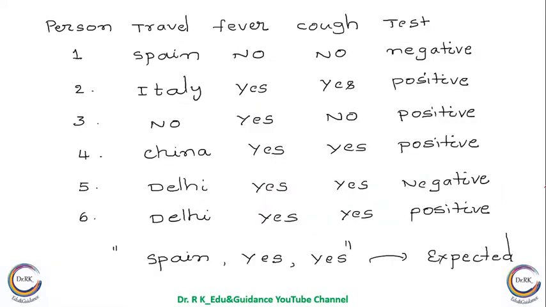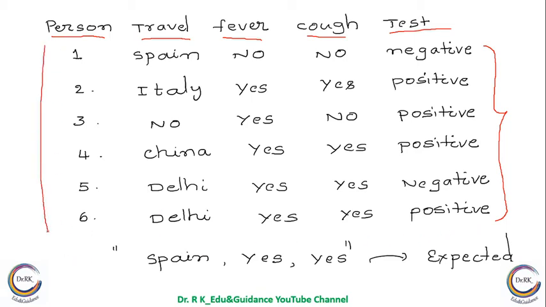Coming to the next, suppose we consider this example. This is the data that we had. Suppose we consider the present scenario based on the data already available. The first person has a travel history from Spain, with no fever and no cough, and the test proves that it is negative. Similarly, Italy, yes, yes, then positive, like this. This is the data already tested and available with us.